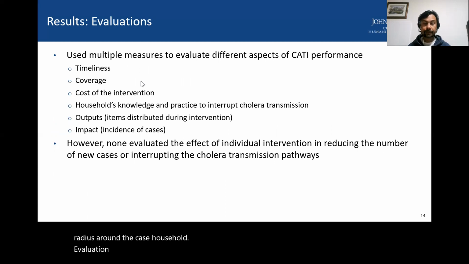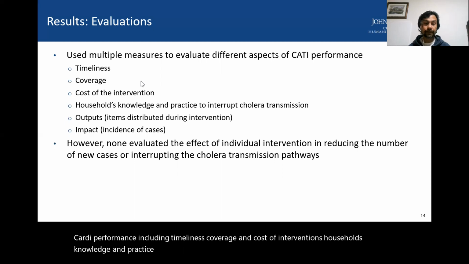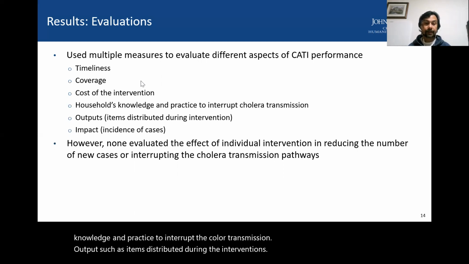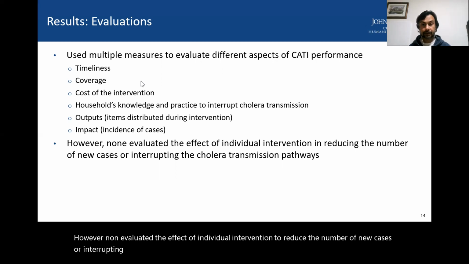Evaluation of CATI was reported, and multiple measures were reported to evaluate the CATI performance, including timeliness, coverage, and cost of interventions, households' knowledge and practice to interrupt the cholera transmission, outputs such as items distributed during the interventions, and impacts such as incidence of cases. However, none evaluated the effect of individual intervention to reduce the number of new cases or interrupting the cholera transmission pathways.